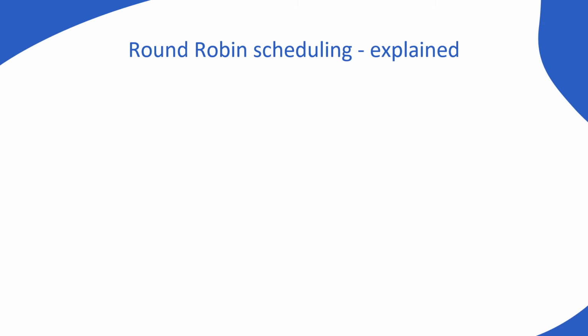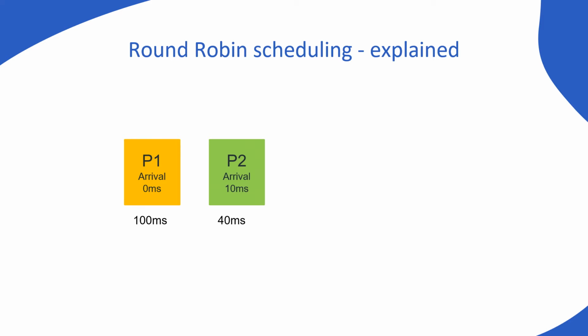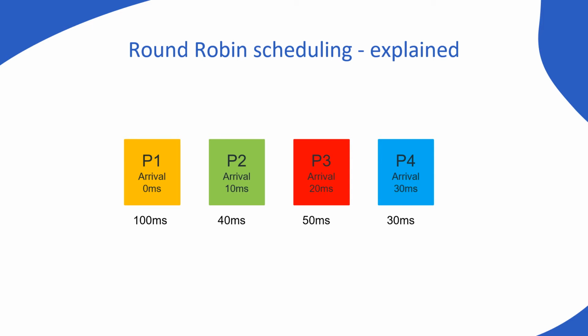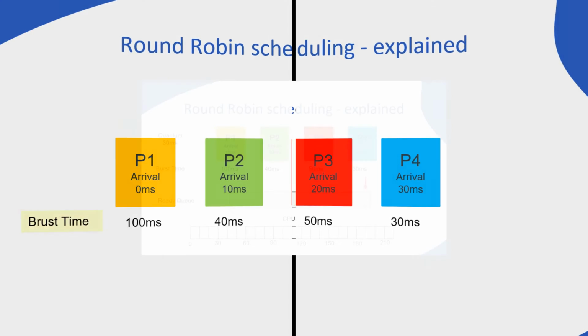We have an example related to round robin scheduling. Here we have process 1 with the arrival time of 0 milliseconds, then process 2 with the arrival time of 10 milliseconds, then process 3 with the arrival time of 20 milliseconds, and lastly the P4 process with the arrival time of 30 milliseconds. Each has a burst time: for P1 it is 100 milliseconds, for P2 it's 40 milliseconds, for P3 it's 50 milliseconds, and for P4 it's 30 milliseconds.